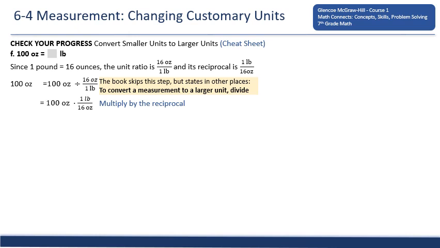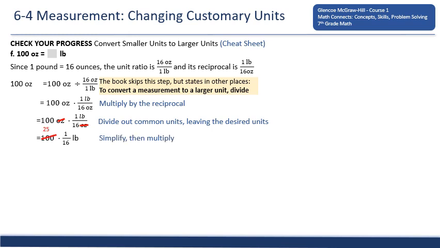100 ounces times 1 pound over 16 ounces. We will divide out common units, and that leaves the desired units of pounds. So if we have 100 times 1/16 pound, we will simplify. 4 goes into 100 25 times, and 4 goes into 16 4 times. We get 25 fourths, and we'll rename that as an improper fraction, and we'll get 6 1/4 pounds.